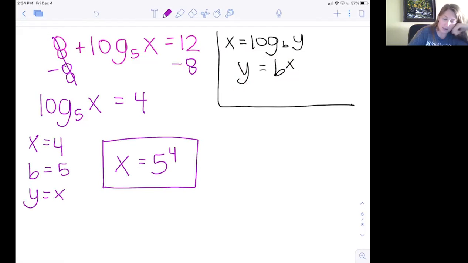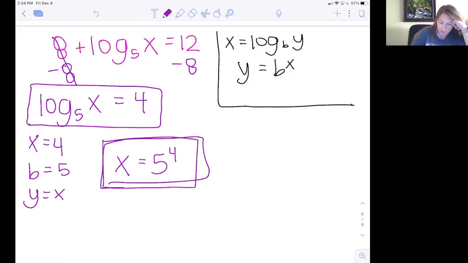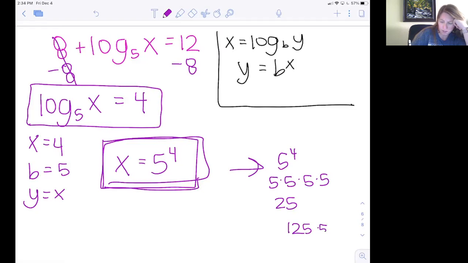So the first box is going to be this answer. The second one is going to be this answer. And then your final box is going to be if you put 5 to the 4th in your calculator, you'll get some answer. I don't have my calculator on me, but that's 25 times 5 is 125 times 5. So you'll get some answer, but just put it in your calculator. And that's what they want for the final box.